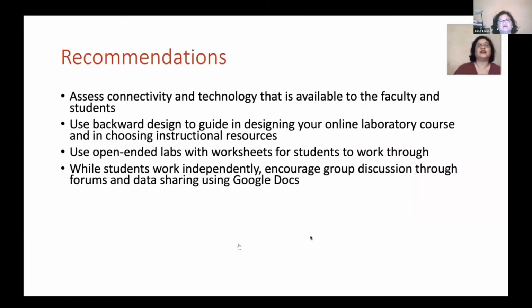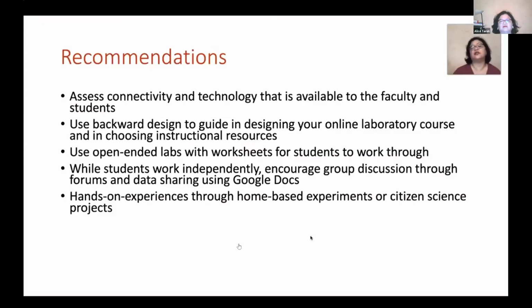it's really important that we assess connectivity and technology that is available to the faculty and students before we start thinking about redesigning our course. And then we use backward design to guide in designing the course. And then we select labs, open-ended labs with worksheets for students to work through. And we can encourage group work by using forums and data sharing using Google Docs.